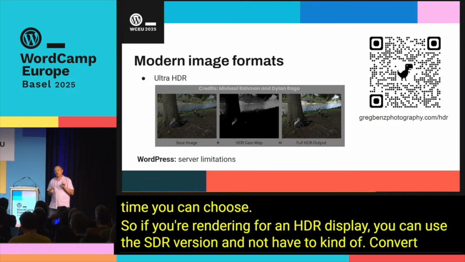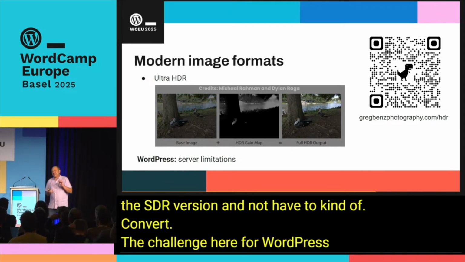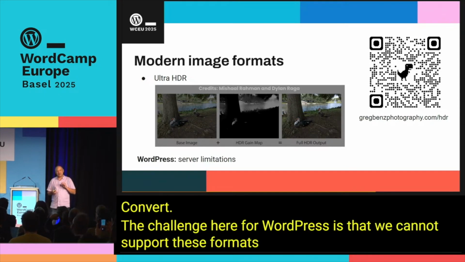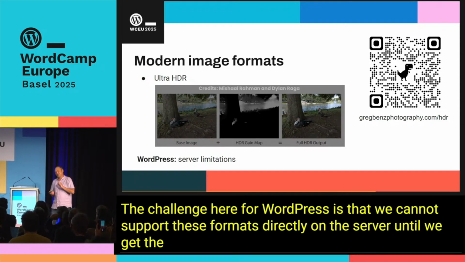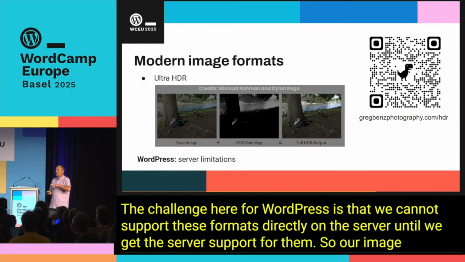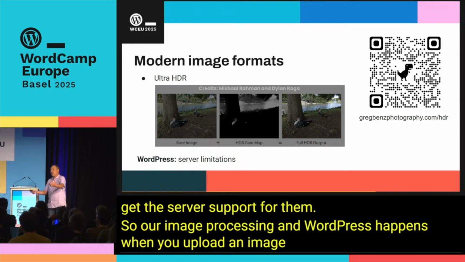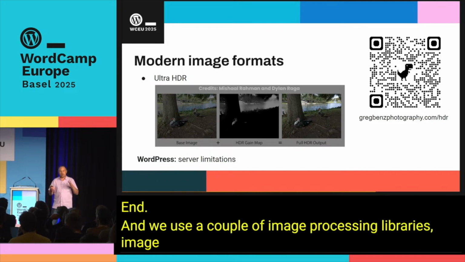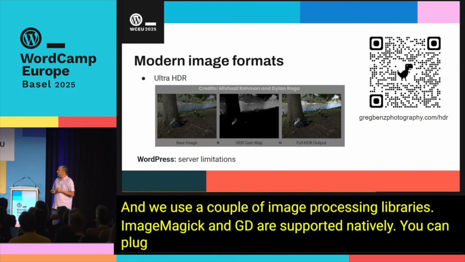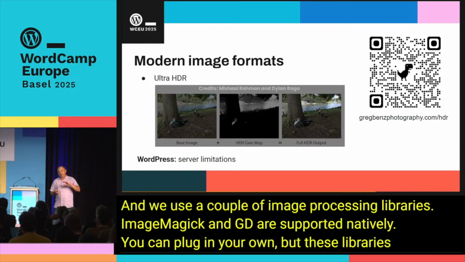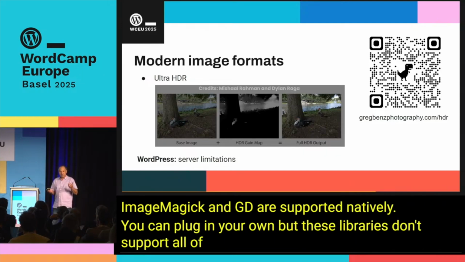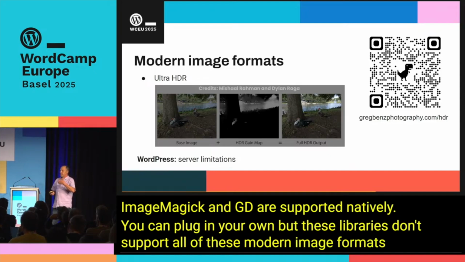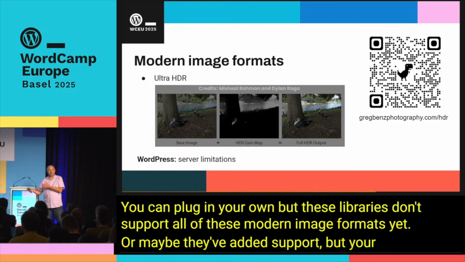The challenge here for WordPress is that we cannot support these formats directly on the server until we get the server support for them. So our image processing in WordPress happens when you upload an image on the back end. And we use a couple of image processing libraries. Imagick and GD are supported natively, or you can plug in your own. But these libraries don't support all of these modern image formats yet. Or maybe they've added support, but your host hasn't updated the library.